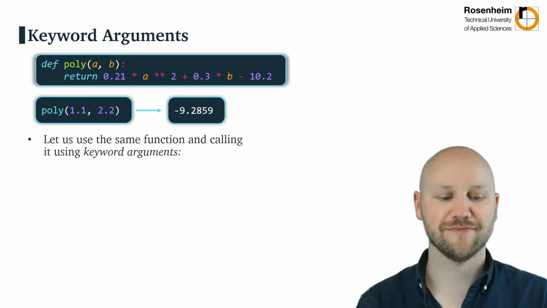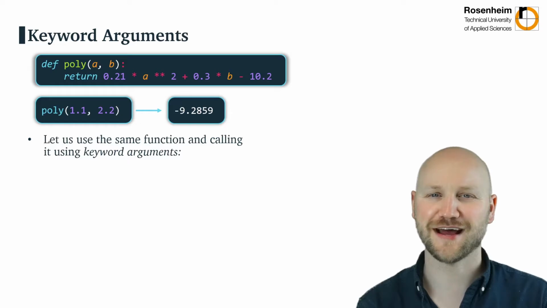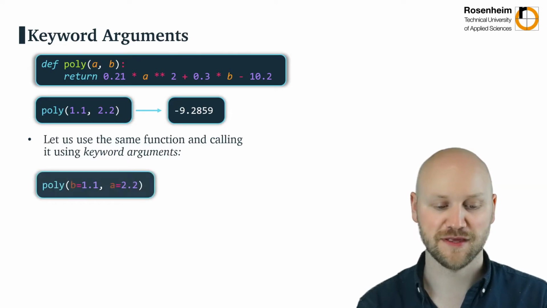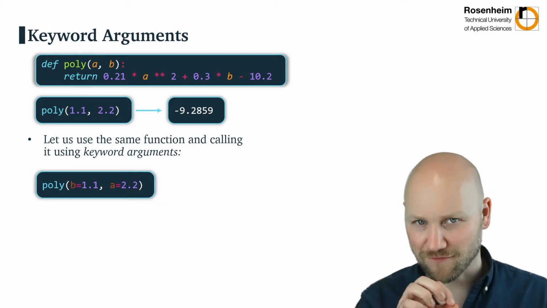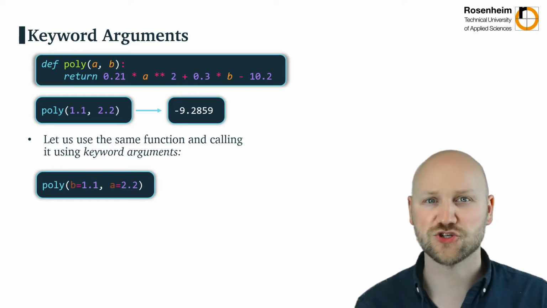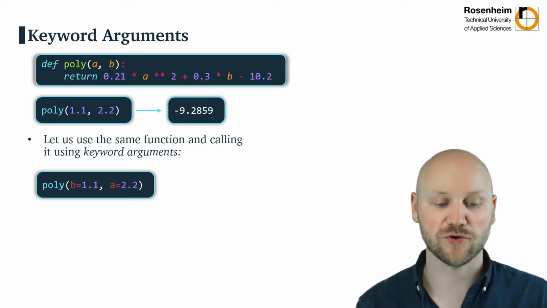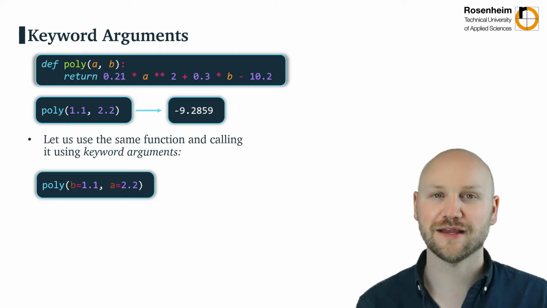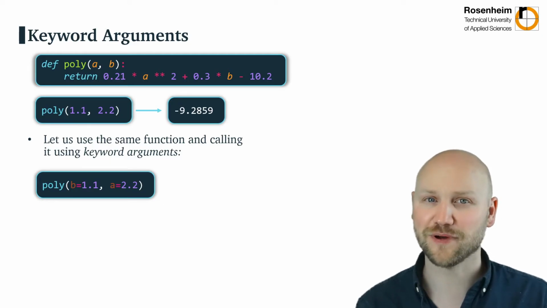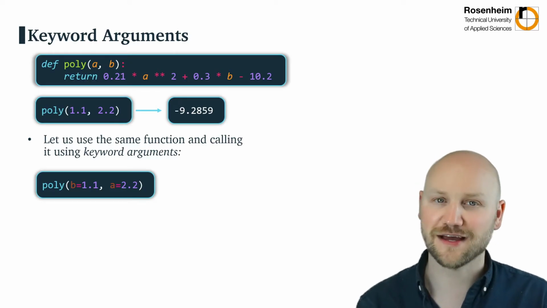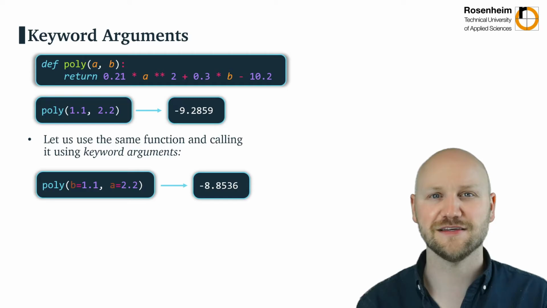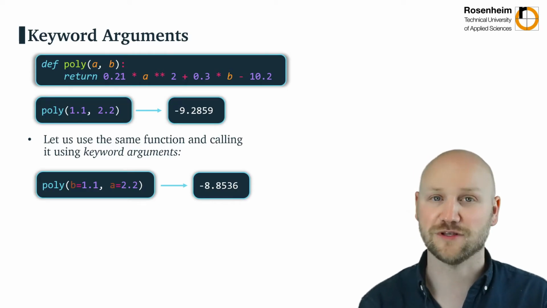So let's use the same function call, but we are using now so-called keyword arguments. So we can actually define which variable of that function we want to give a value to. For example, we have 1.1, 2.2, and now if we are writing the same order, but we are writing b equals 1.1, that was obviously the second argument, we are getting a different result, even though the order was the same as in the function call that you see above.